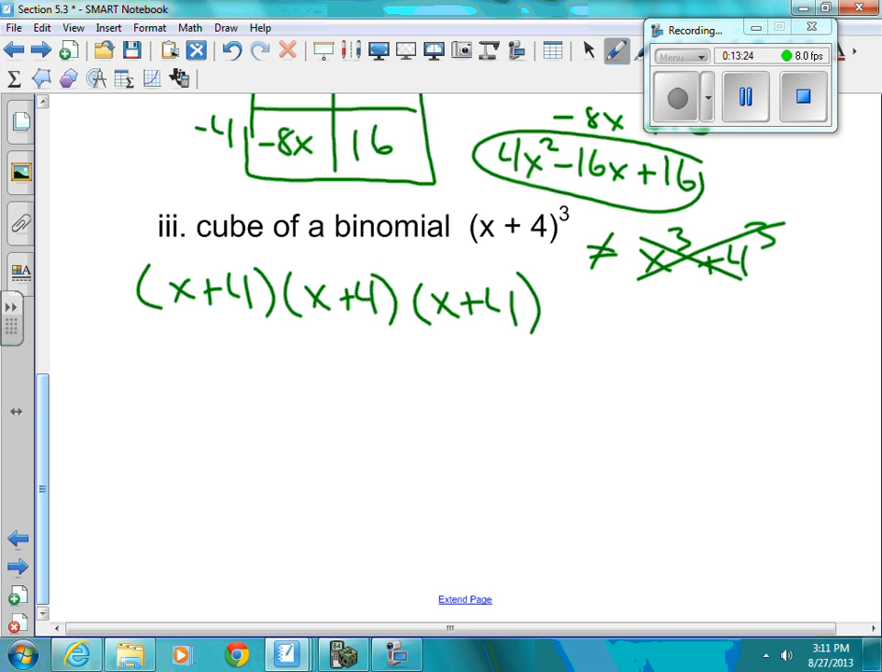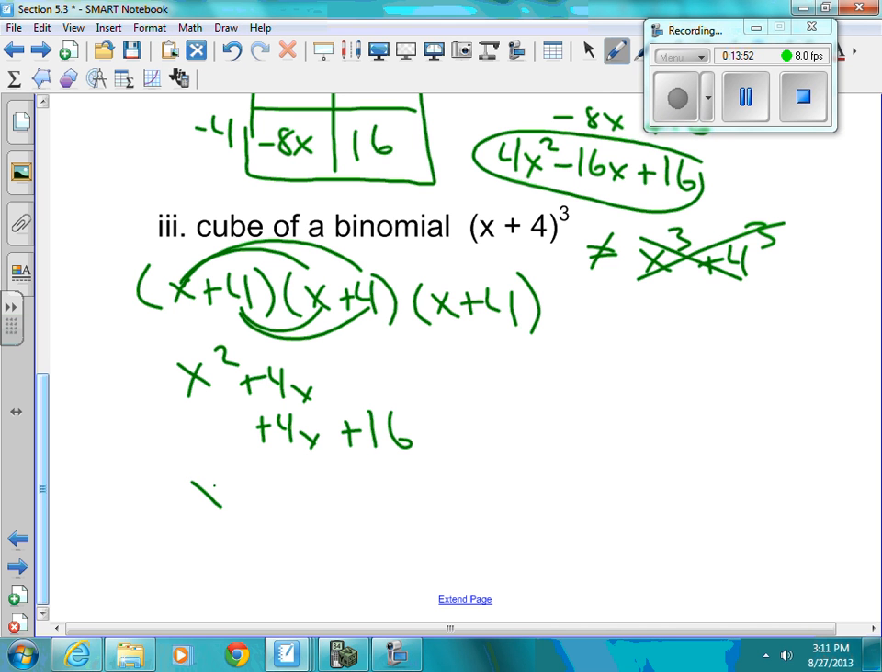So how do we multiply 3 things at once? It's a trick question. Nobody can multiply 3 things at once. You can only do 2 things at a time. So what I do is pick 2 of these binomials and multiply them together. Maybe I FOIL it, maybe I use the box. For argument's sake, we FOIL this first one. X squared plus 4x plus 4x plus 16. So I FOIL it out and get x squared plus 8x plus 16.